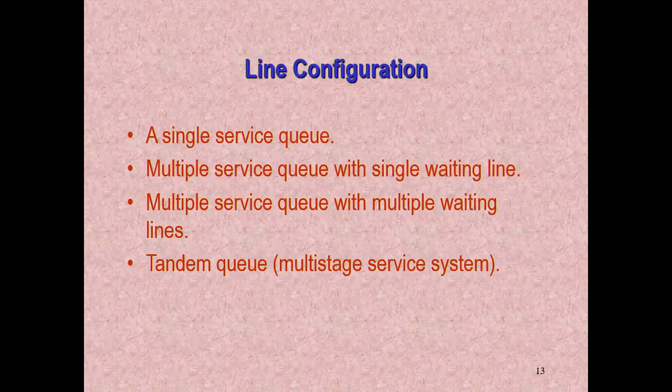We can have a multiple service queue with multiple waiting lines. That would be an example of the grocery store, right? Every checkout counter is a separate service queue. We can also have tandem queues, which I mentioned, like the airport and the emergency room are examples of tandem queues.